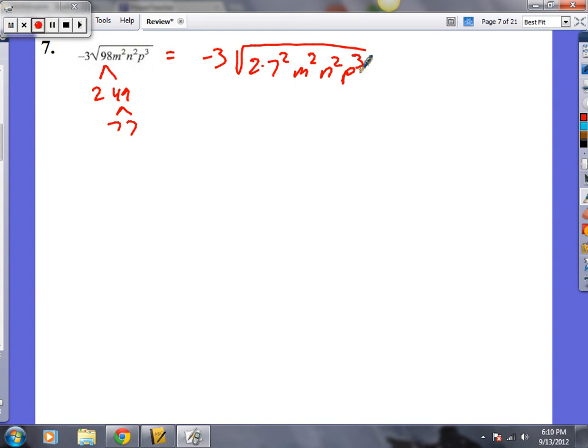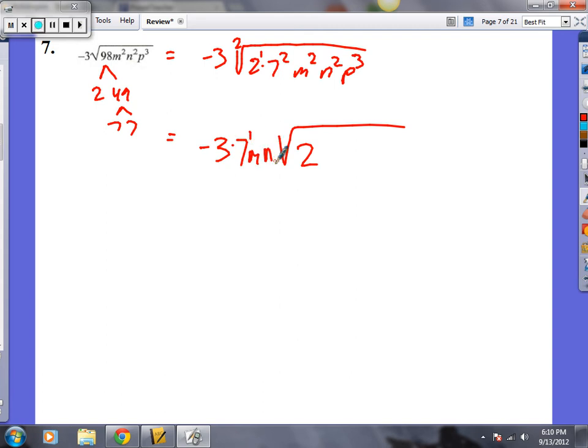Okay, the index is a 2. It's an invisible 2. It's a square root. So on the outside, I have a -3. Alright, now I'm going to go through each element and see if I can pull some out. 2, all I have is one of them, so not enough. He stays there. 7s, I do have enough, and I can pull 1 out, so it's going to be 7 to the 1. M's, I can pull 1 out.